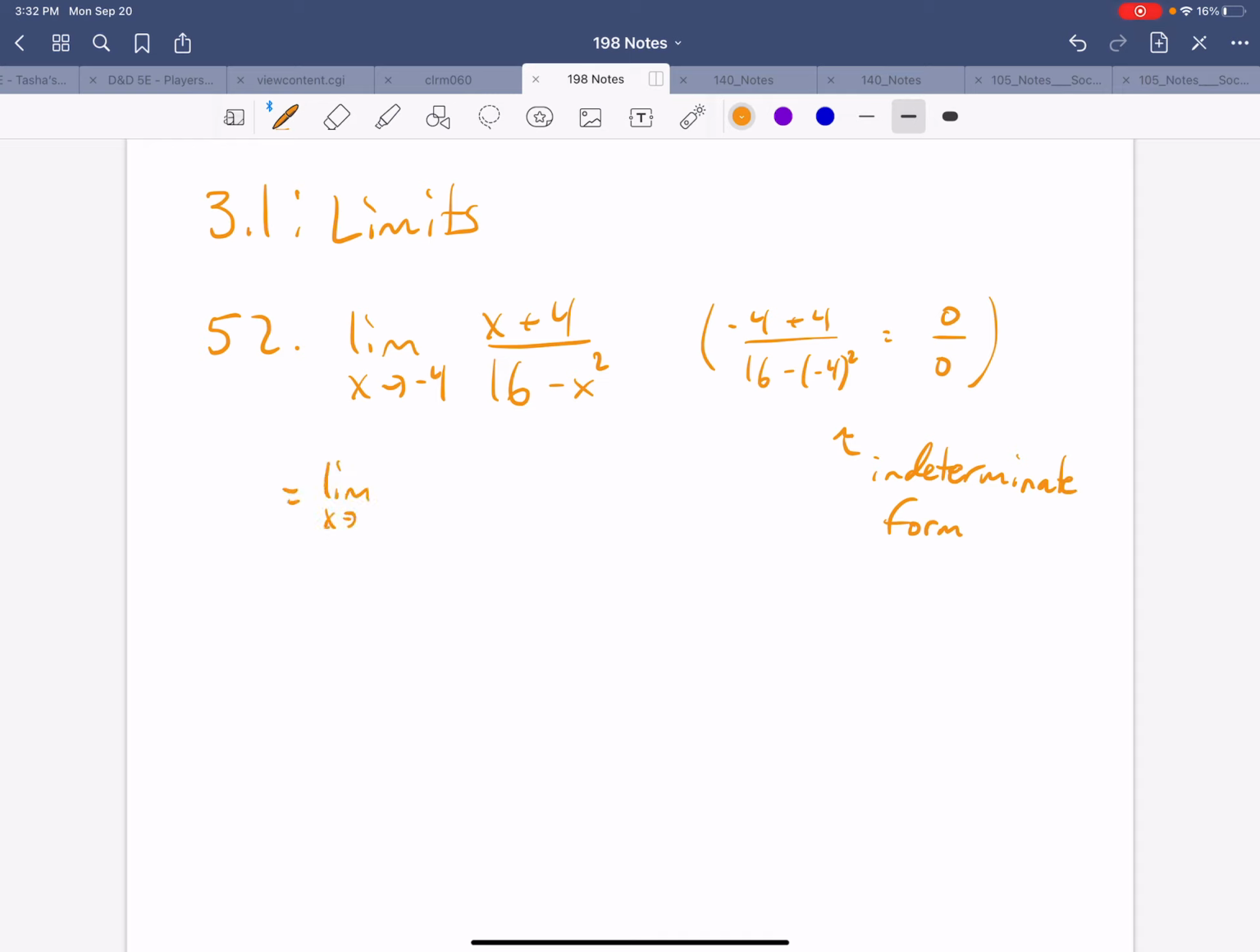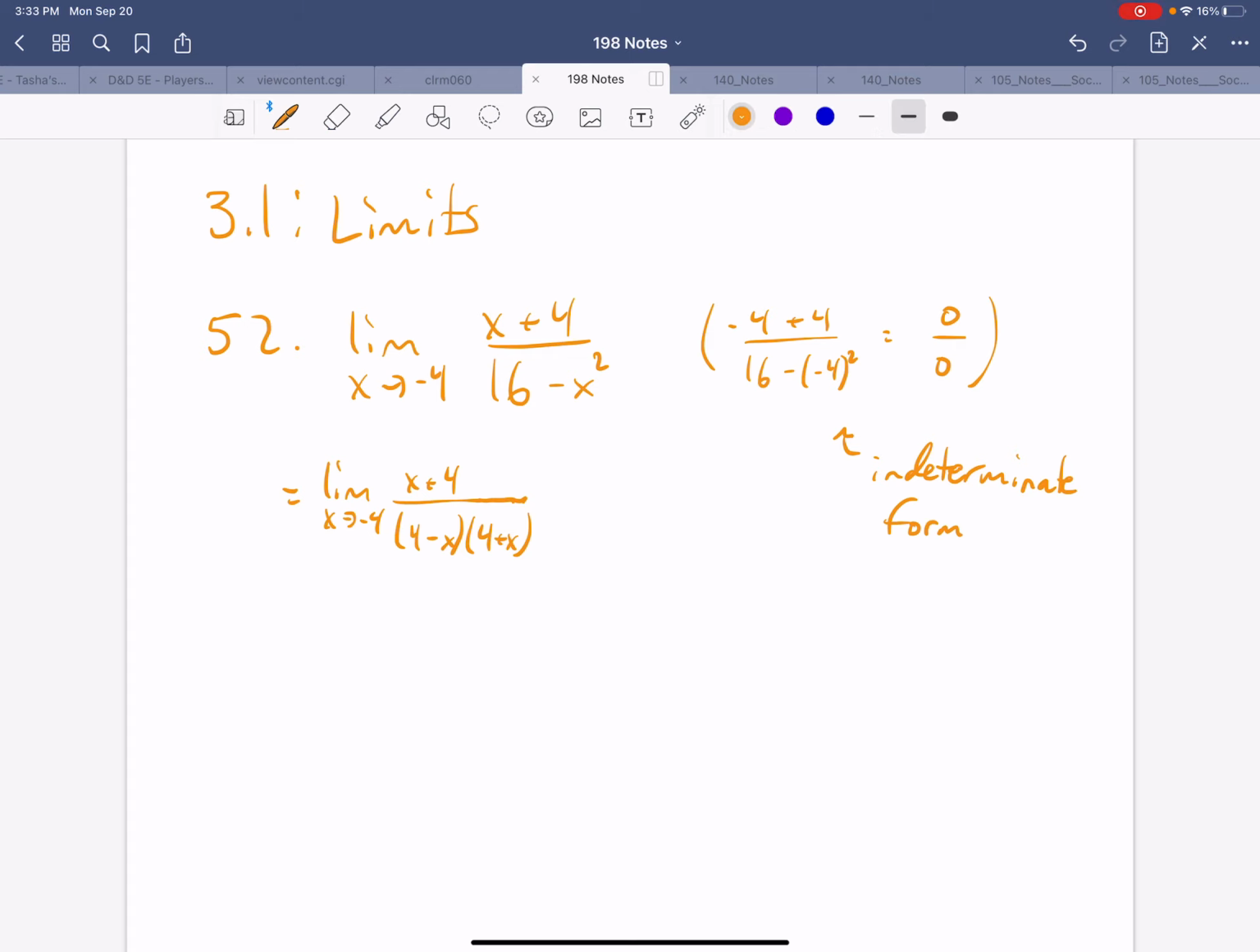Remember, we keep writing the limit as x approaches negative 4. And can you factor 16 minus x squared? It's 4 minus x times 4 plus x. If that's a little confusing for you, if you like to have your x squareds be positive, then you could just multiply the fraction by negative 1 on the top and the bottom and have negative x minus 4 all over x squared minus 16, and then that's a bit easier to factor if you want.